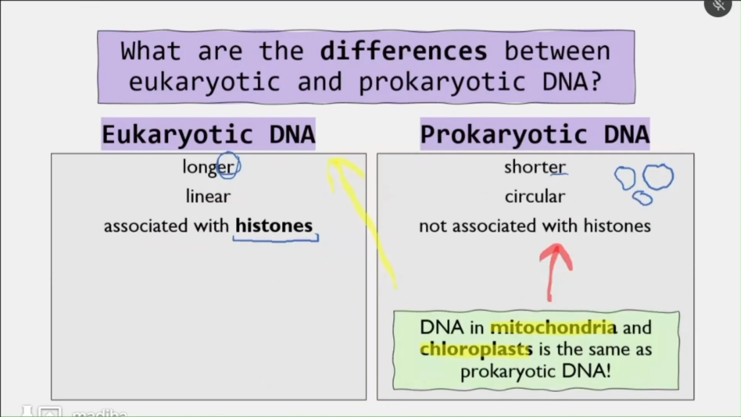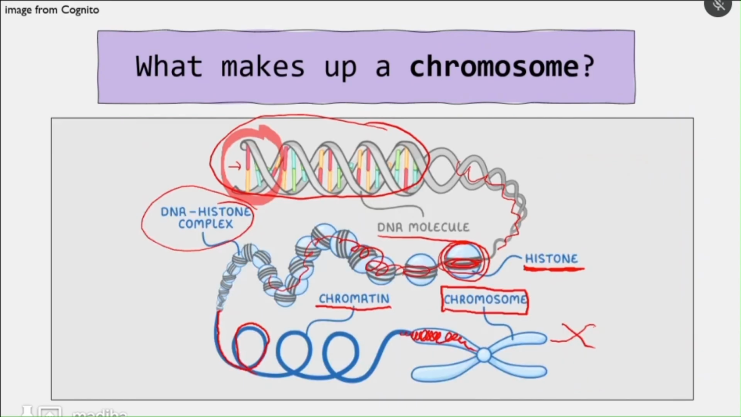So if you go back to prokaryotic DNA, essentially they're not wrapped around these histones, so they're just going to be left around like this and just form circles, plasmids and things like that. So hopefully that makes some sense.